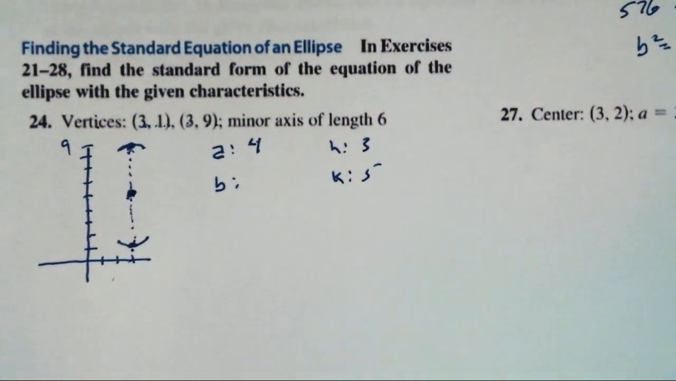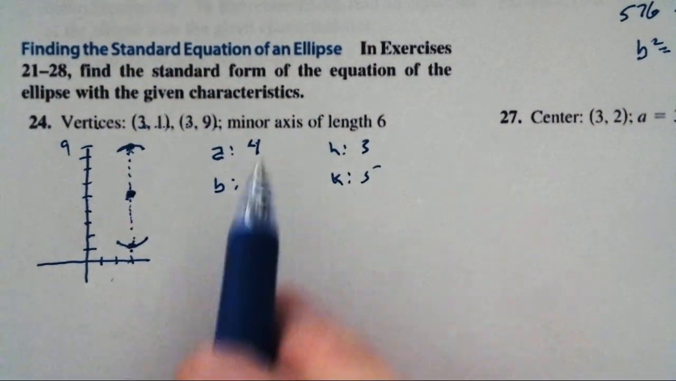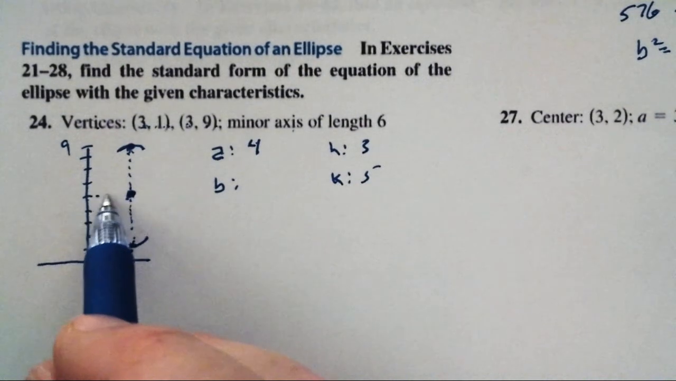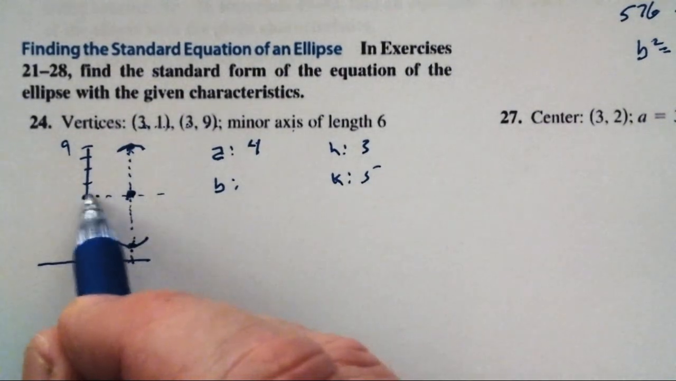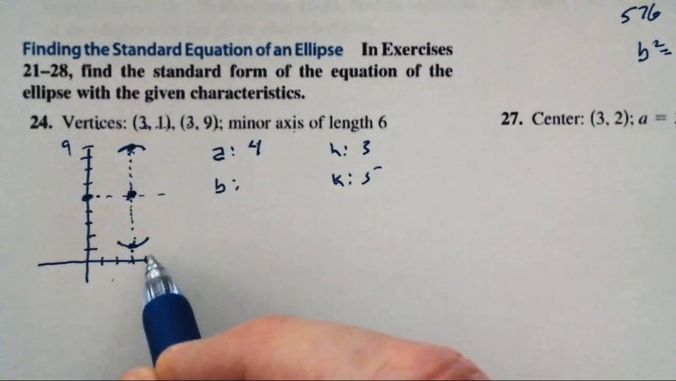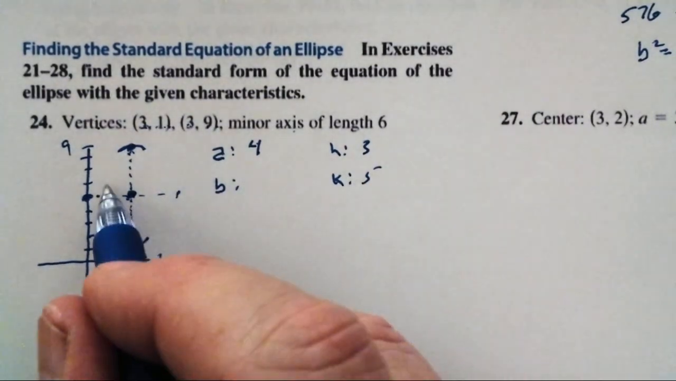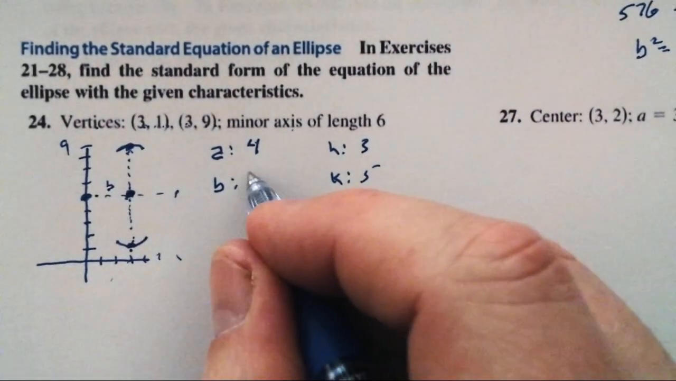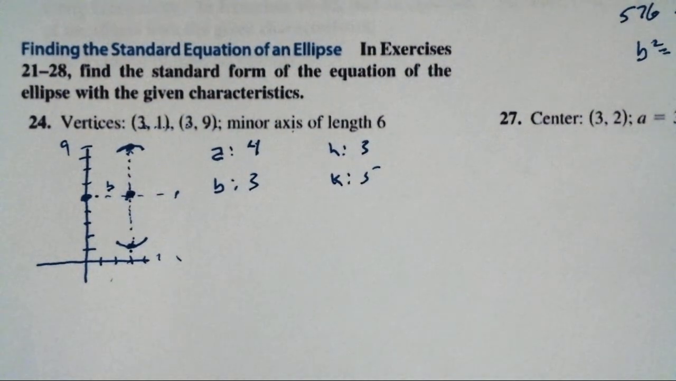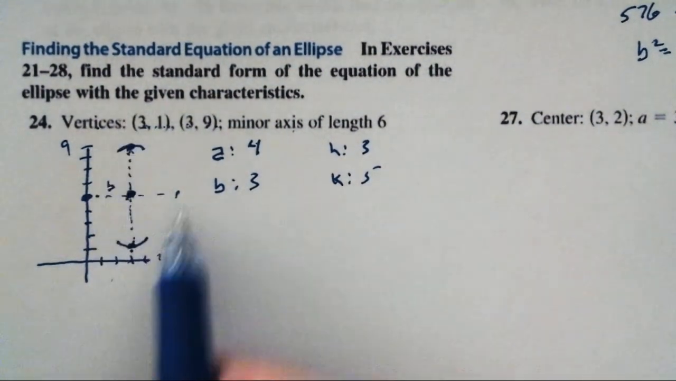I don't know B yet, but then they tell me the minor axis length is 3. So there, we'd be right over here. Right over there. And that gives us our shape of our ellipse, but it also gives us B. B is 3. So we are just about done. It's tall.